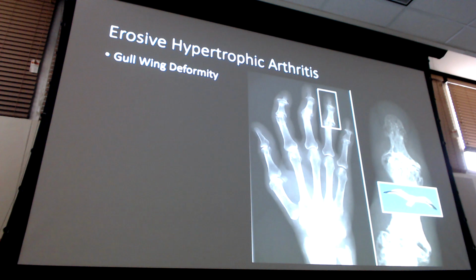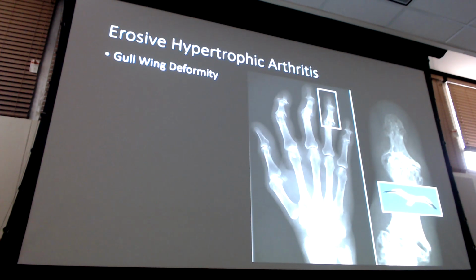So take a look here. It looks like when you were a little kid and you drew the seagull pictures because you were so proud and wanted to show mom that you could draw a house and a sun and pretty little birdies in the sky, right? That's what this is. Think back to when you drew those pretty little birdies, and your gull wing deformity is your erosive hypertrophic arthritis. And look at the joints. So I like this x-ray because I want you to take a look down here at your carpal metacarpal joints.